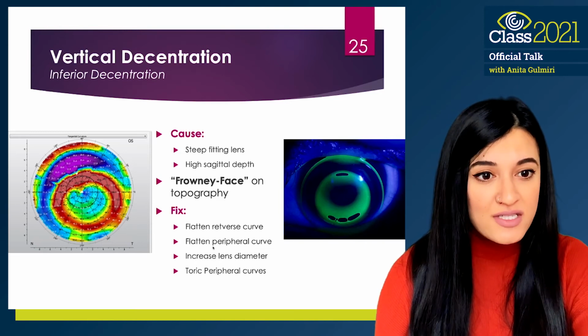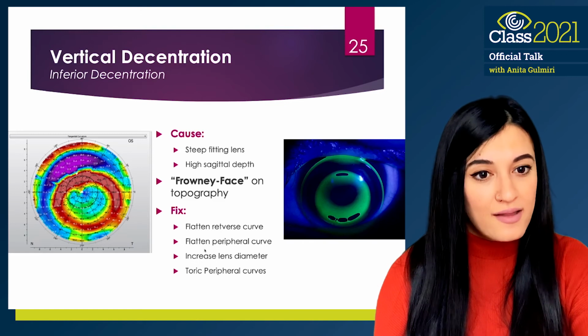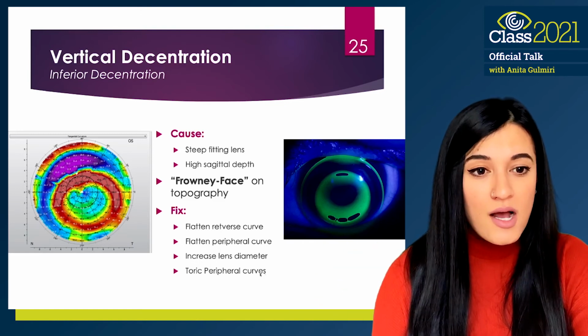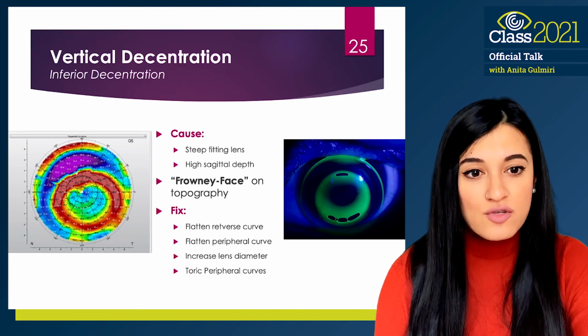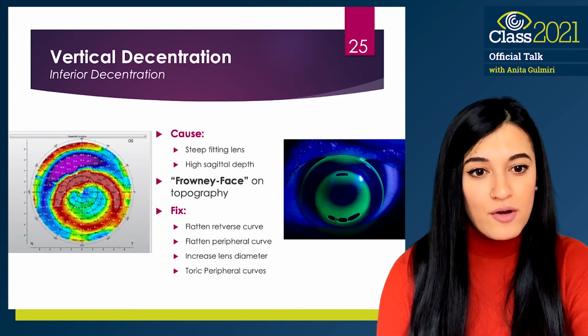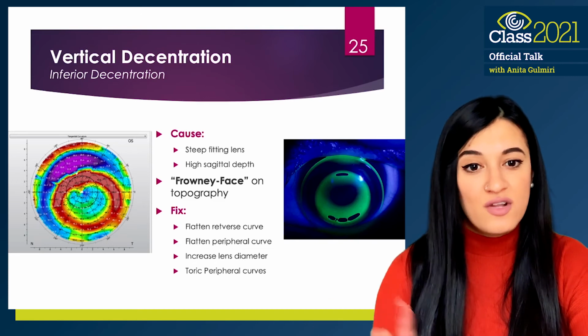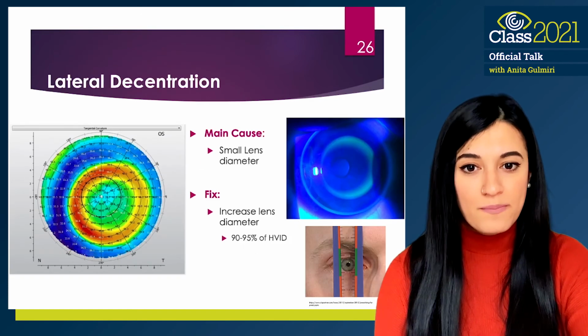If the edge lift is insufficient, you may want to consider flattening the peripheral curve to again raise that lens as well. Sometimes if the diameter is too small, you can go larger in diameter, and then again you can always add toric peripheral curves if your edge lift is not consistently uniform.